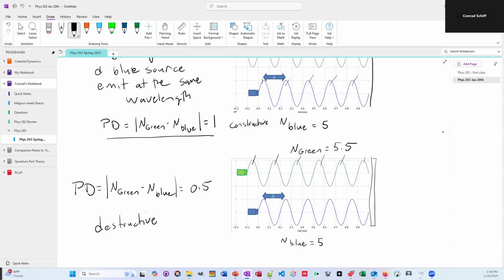And we can confirm that by looking and finding that, for example, right here, this trough is matching, or I should say canceling, this peak. And so this combined wave is actually 0, that every time green pushes in one direction, blue is pulling in the opposite direction, or vice versa.